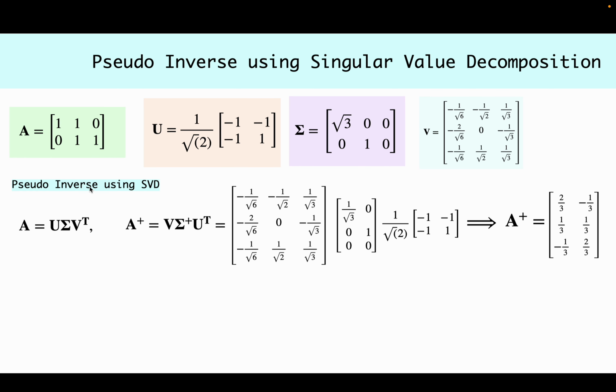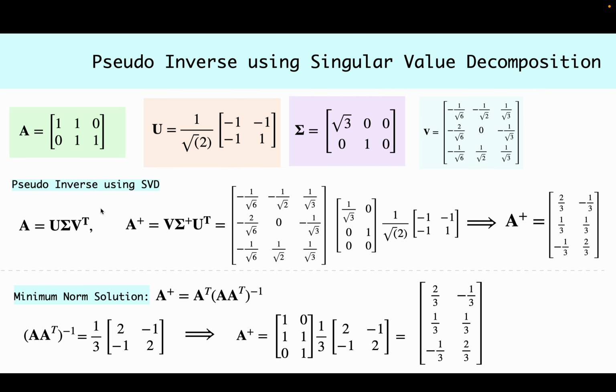The important thing is that the inverse you computed using SVD matches the inverse computed using the minimum norm solution. So when we have a fat matrix, we have seen just now that we can use A transpose inverse. So this gives us the minimum norm solution.